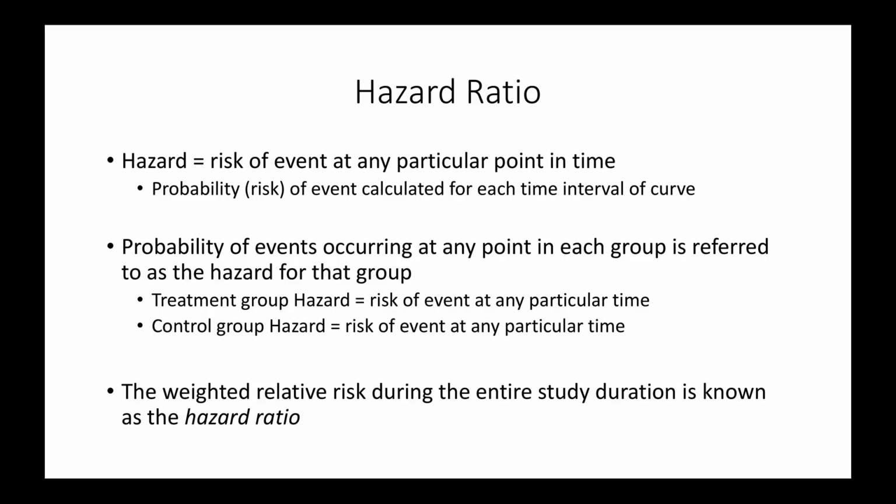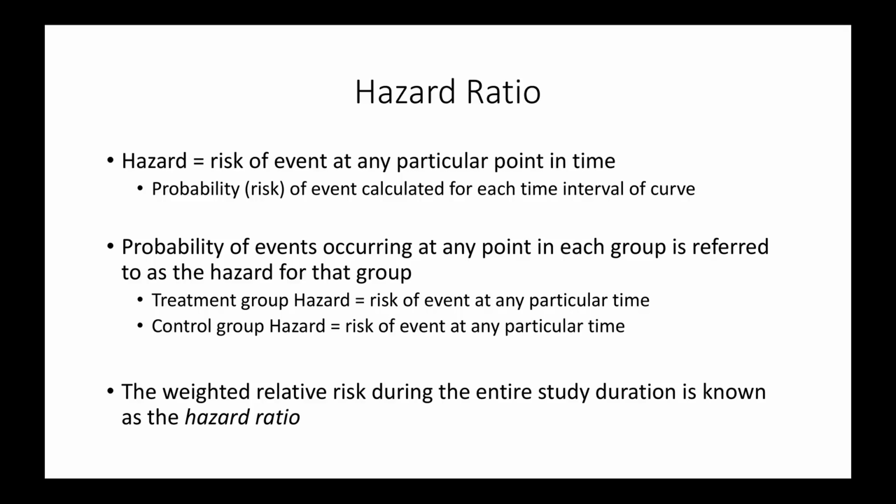Hazard ratio. And so what is a hazard? A hazard is the risk of event at any particular point in time. And if that event happens to be death or mortality, it's the risk of death at any particular point in time along the duration for which the patients were followed up in the study. And the probability of events occurring at any particular point in time in each group is referred to as the hazard for that group. So for instance, you may hear something like the treatment group hazard, which simply means the risk of an event at any particular time for the treatment group. And the control group hazard means the risk of an event at any particular time for the control group.